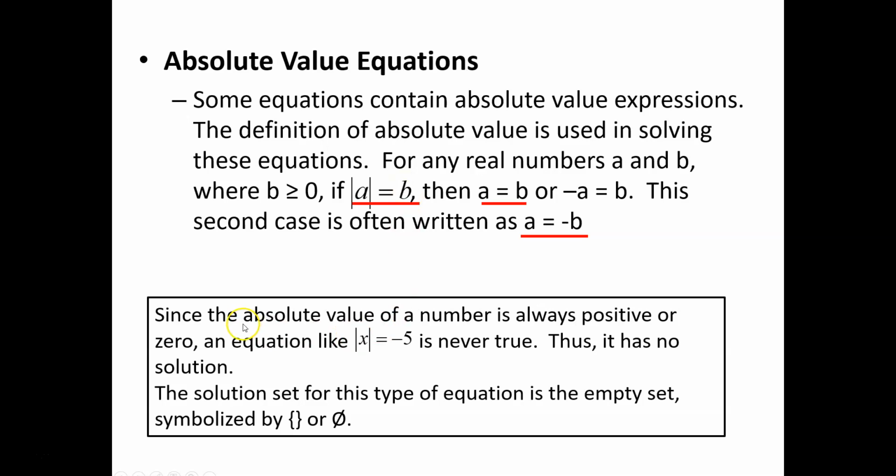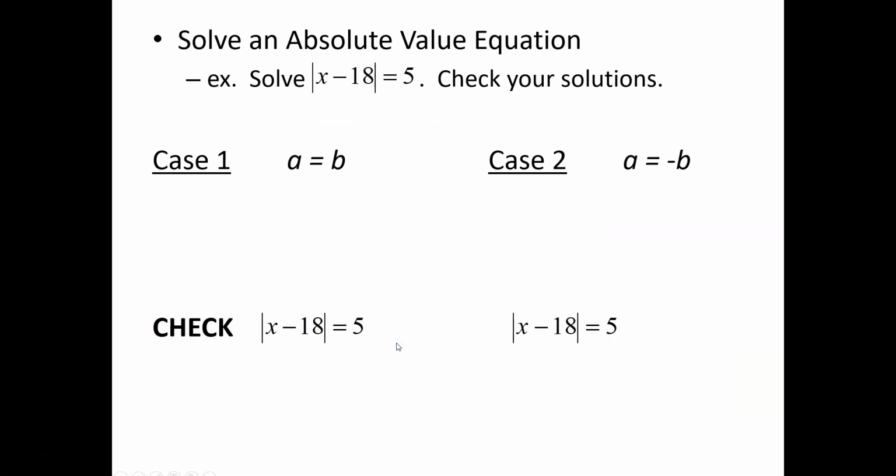It's also important to note that since the absolute value of a number is always positive or 0, an equation like absolute value of x equals -5 is never true. So it has no solution. So if you end up with an absolute value of a variable is a negative number, the answer is the empty set. There are no numbers that you can put in an absolute value bar and get a negative as a result. So let's do an example.